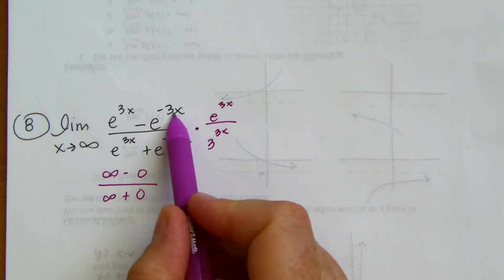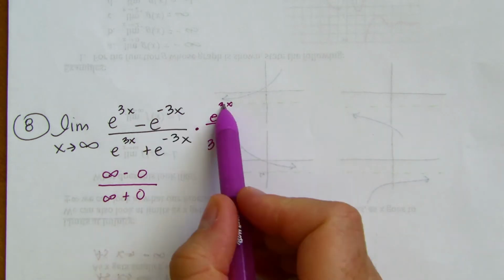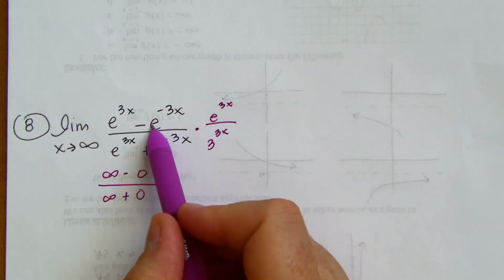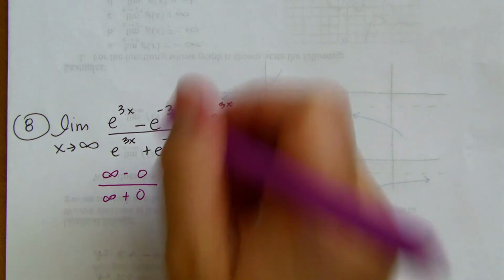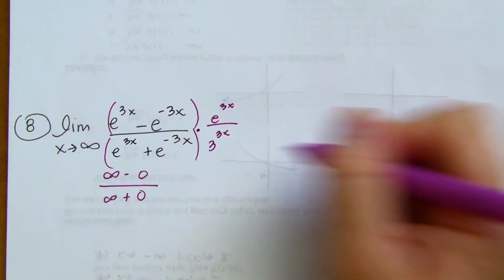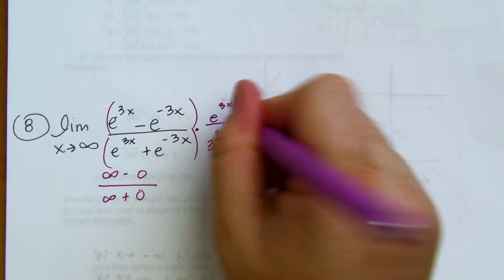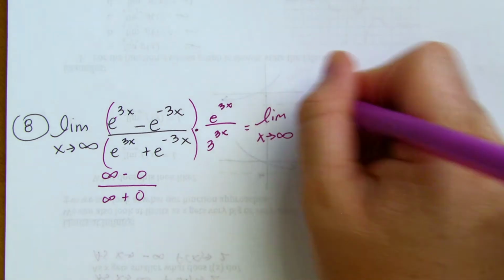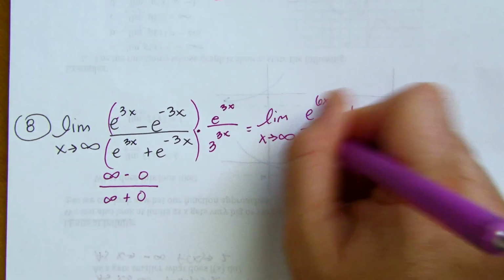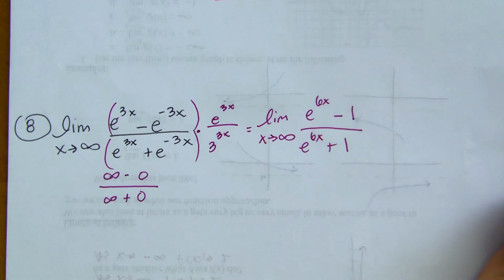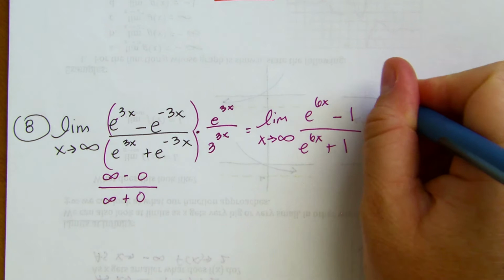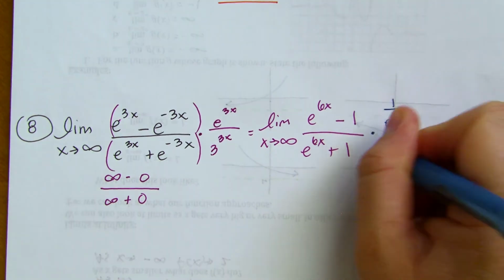Now, e to the negative 3x and e to the 3x, when I multiply those, we add those exponents, and negative 3x plus 3x is 0, and anything to the 0 power is just 1. And so that's what told me that this is what I would be multiplying by. Now remember, this gets distributed to both of these, so this becomes the limit as x is going to infinity of e to the 6x minus 1 over e to the 6x plus 1. Now, it's a lot easier for us to see what we're going to multiply by. I'm going to multiply on top and bottom by 1 over e to the 6x.